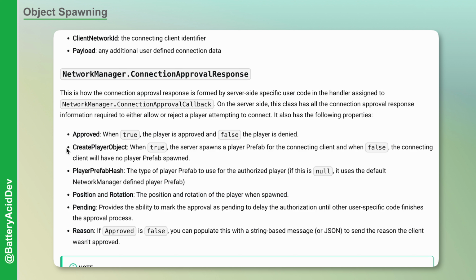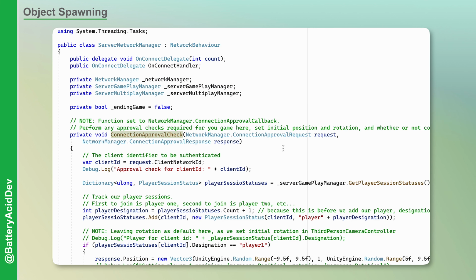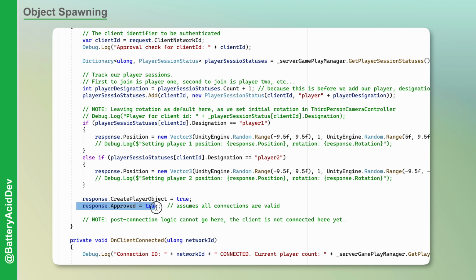There's a few other properties like whether or not you want to spawn the player prefab, or maybe you want to provide a different type of prefab, and it even allows you to defer the approval with the pending setting. You may want to use this, for instance, if you've set up player authorization through some third-party service like Steam, and you need to wait until the response comes back. In my demo code, I knew all my incoming connections were going to be approved, so I captured the player's designation mapped by their network client ID so it was easier to look up later on. You can leverage this approval function to perform any pre-connection setup that you may have.